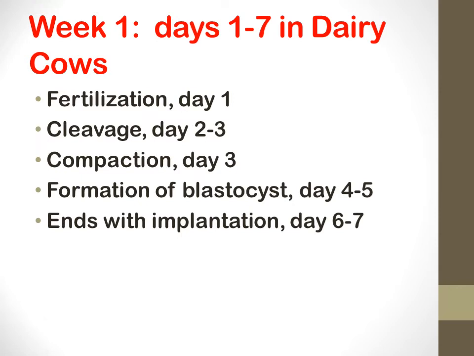The cleavage starts just after the fertilization and ends by the second to third day, and then the compaction on day three, and then the formation of blastocyst on day 4 to 5. This process ends with implantation of the embryo, which usually happens on day 6 or 7. So this is the period for dairy cows.